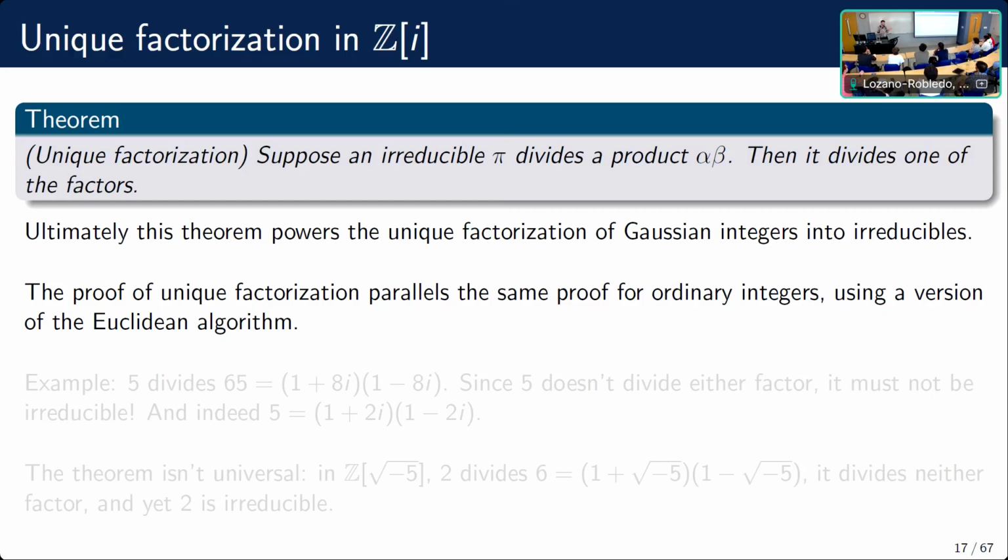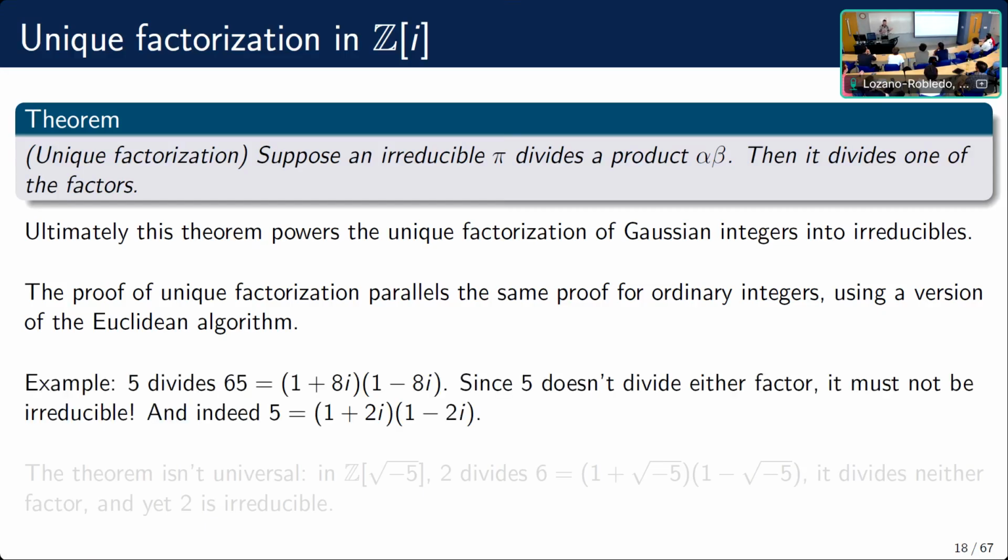As an example of unique factorization, the number 5 divides the number 65. And 65 factors this way: 1 plus 8i times 1 minus 8i. And 5 doesn't divide 1 plus 8i or 1 minus 8i. It's pretty easy to see, because if it did, it would have to divide both 1 and 8. But it divides neither of those numbers. So by unique factorization, what could you conclude? Well, 5 couldn't be irreducible. And indeed, it's not. We already saw that it factors into irreducibles like this. So keep this logic in mind. It's going to power our proof of Fermat's theorem.